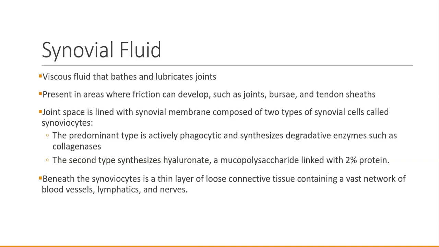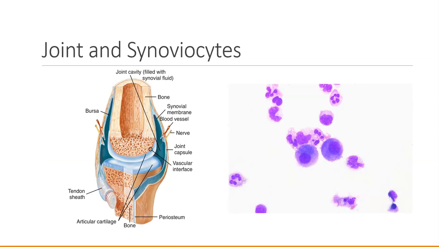So the picture on the left shows you the anatomy of a joint, and I want you to spend time with all the different terms and where everything is located. The right hand side shows a picture of white cells in synovial fluid.